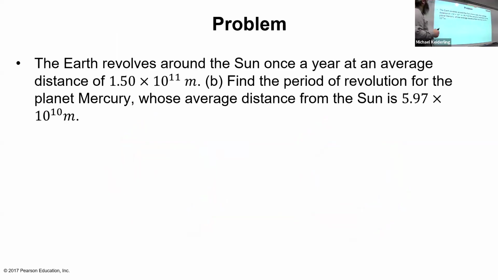If the Earth revolves around the sun once a year at an average distance of 4.5 times 10 to the 11 meters, what is the period of revolution for the planet Mercury, whose average distance from the sun is 5.97 times 10 to the 10 meters?